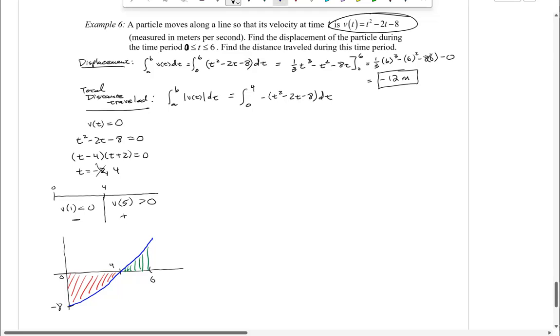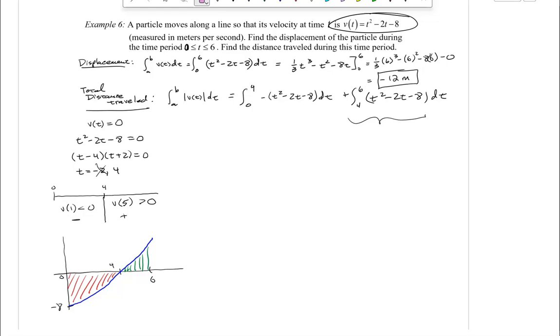Basically, what that does is take this part of our curve and flip it up here, so we're going to get a positive result when we integrate. Then to that, we're going to add the integral from 4 to 6 of the original function, t squared minus 2t minus 8. Hopefully that part's making sense. Again, this is the red area, but it's going to become positive, and this is the green area, which is already positive. Now it's just a matter of integrating this.